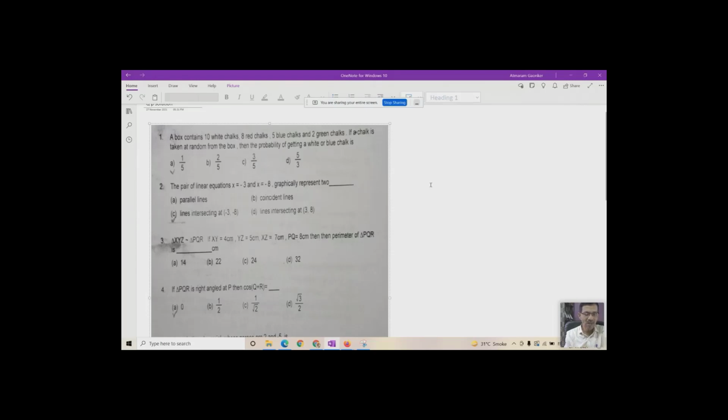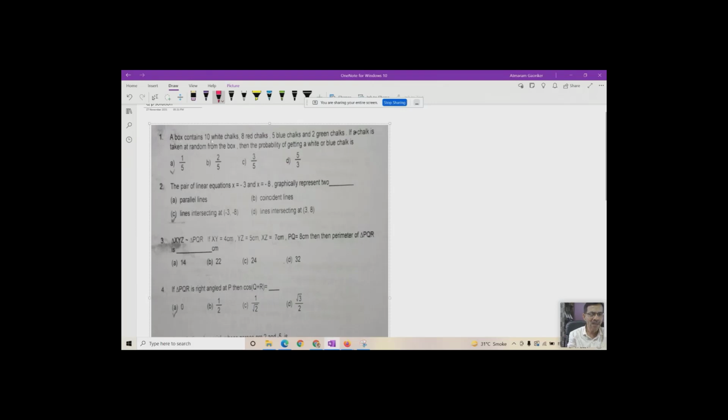Let me begin with the first question. Here, the first question is based on probability.